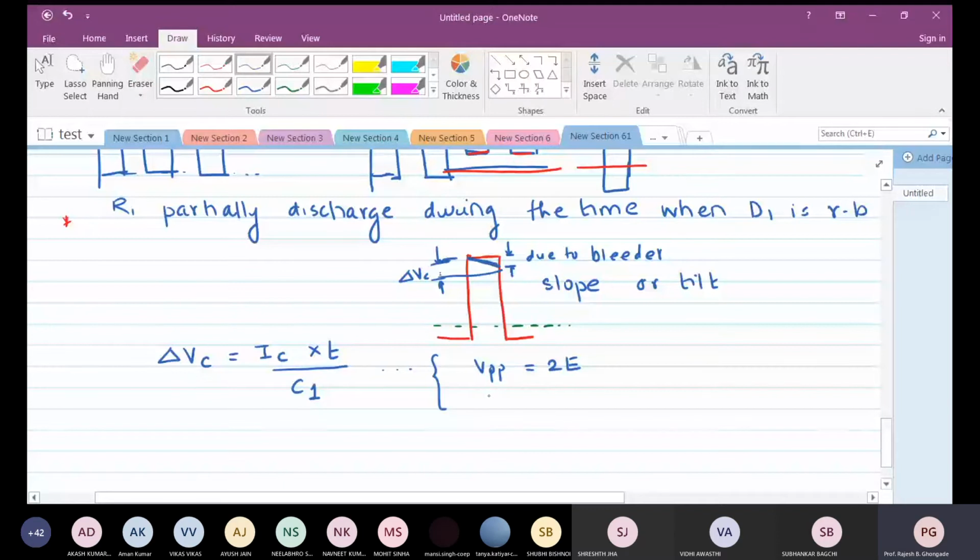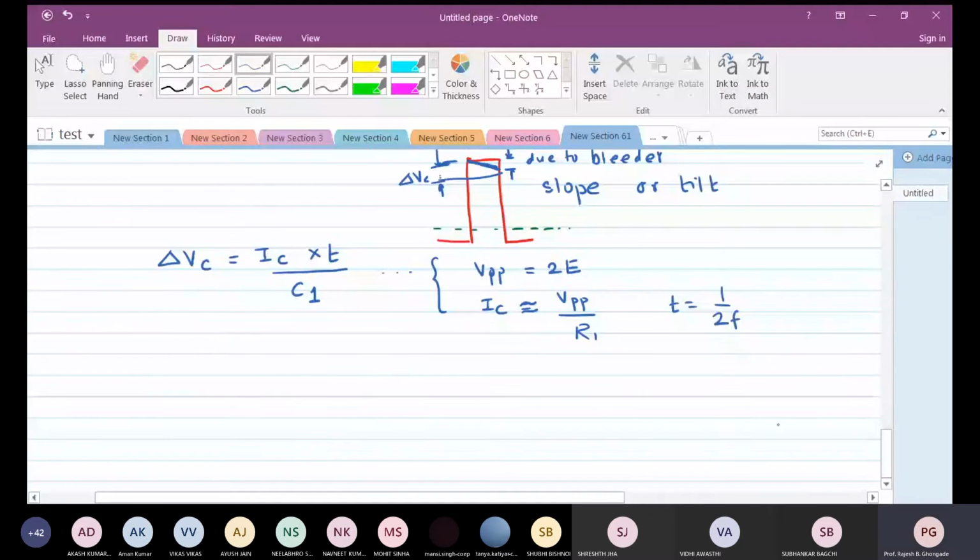The capacitor current is V peak to peak divided by R1. Of course, this is an approximation. And T is 1 upon 2 times the frequency of the input waveform. How do I get this equation? What is the equation for the voltage across a capacitor and the current? What is the relationship, guys?